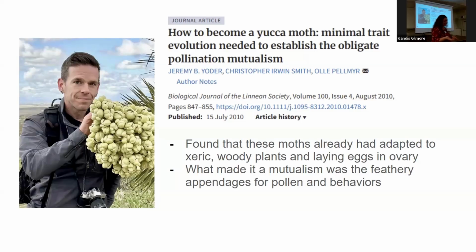So I thought that was really interesting. He's like, okay, what actually makes it a yucca moth? And he looked into it, and he did a lot of genetics to do it. And it's a native California plant, a person studying in California.